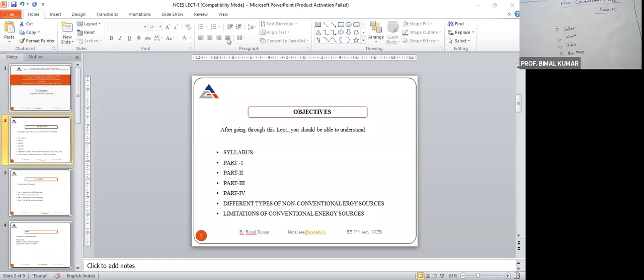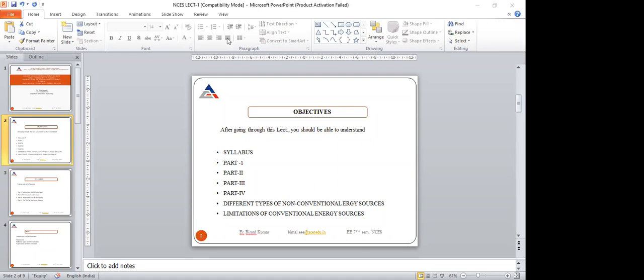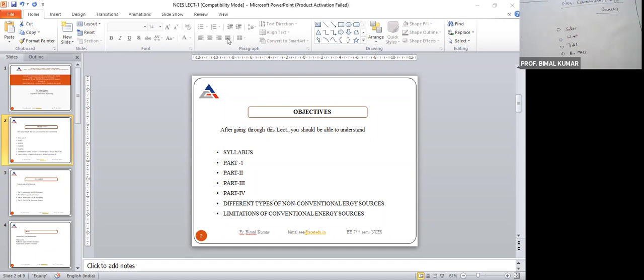So after that, we will just study basic schemes and applications of the direct energy conversion, right? These parts we will discuss under non-conventional energy sources. Then first chapter, that means introduction of the non-conventional types energy sources.